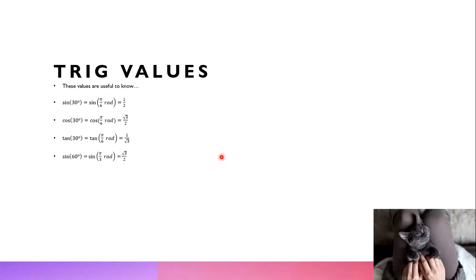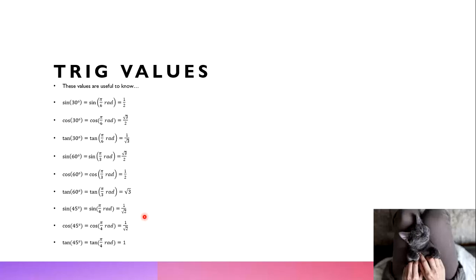Sine 60 is equal to sine pi over 3 radians, which is equal to root 3 over 2. Cos 60 is equal to cos pi over 3 radians, which is equal to a half. And tan 60 is equal to tan of pi over 3 radians, which is equal to root 3. Next up, sine 45 is equal to sine of pi over 4 radians, which is equal to 1 over root 2. Cos of 45 or pi over 4 radians is 1 over root 2.